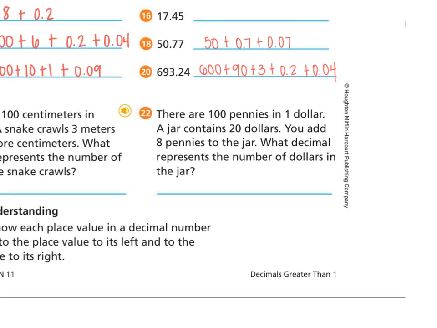Okay, follow along as I highlight and read here. It says, there are 100 pennies in a dollar. A jar contains $20. You add 8 pennies to the jar. What decimal represents the number of dollars in the jar? Is there extra information that you really don't need in this question? Who can raise their hand and tell me? Is there extra information that they are trying to confuse you with?